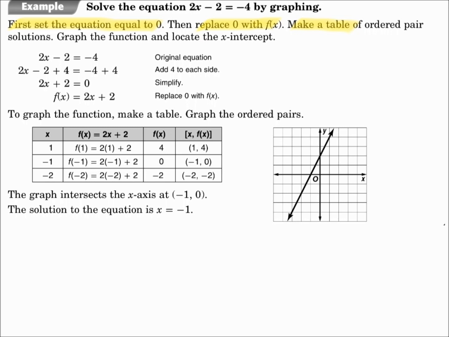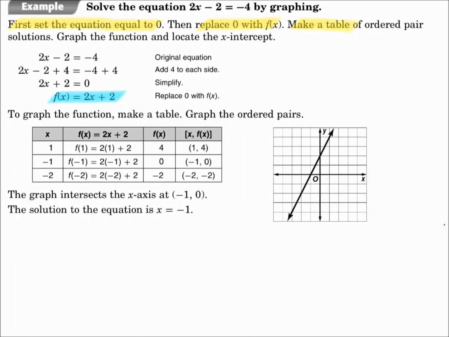So if you look in their work, they have 2x minus 2 equals negative 4. They want a 0 on one side, so they move the negative 4 to the left by adding it to both sides. That gives you 2x plus 2 equals 0. Then they replace the 0 with f of x, giving you f of x equals 2x plus 2.